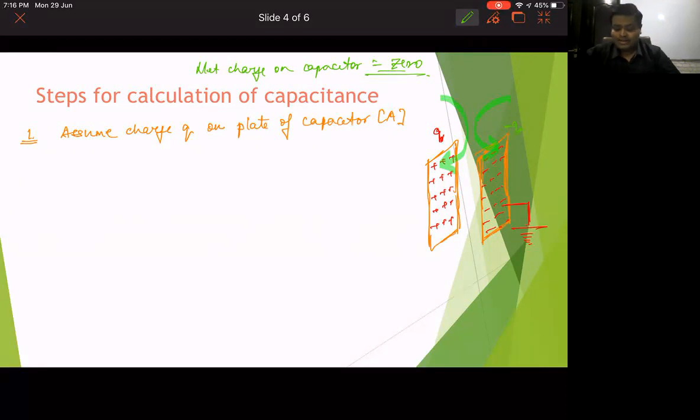Once you are through with this idea, that is the charge which you gave, basically assumed on it, and then the induced charge on it. Why are we hell-bent on using the language assume? The reason is because the capacity of a capacitor is independent of the amount of the charge present on it.